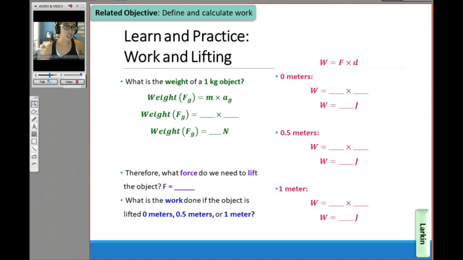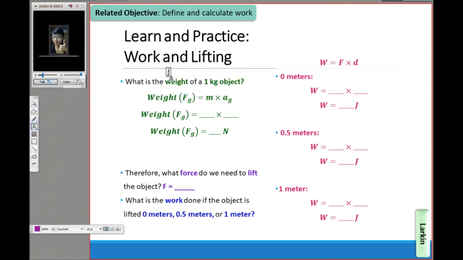Excellent. Let's go ahead and do an example that's going to be related to our roller coaster, which we'll end with in today's class. So let's go ahead and talk about what is the weight of a 1 kilogram object. Remember that weight is actually a force. It is the force due to gravity, right? So another way to say weight is the force due to gravity.